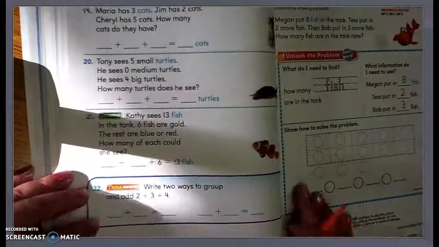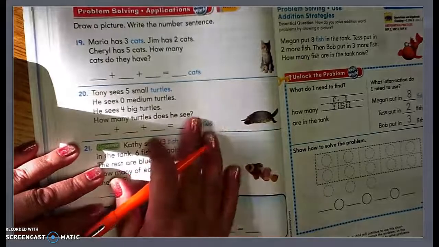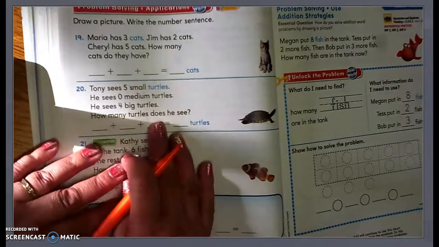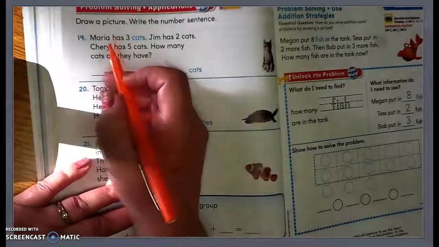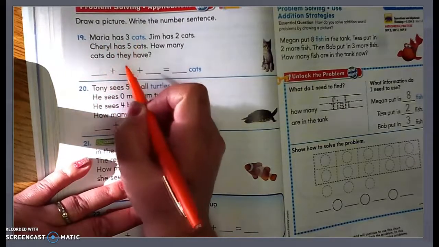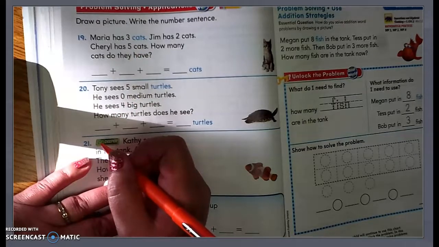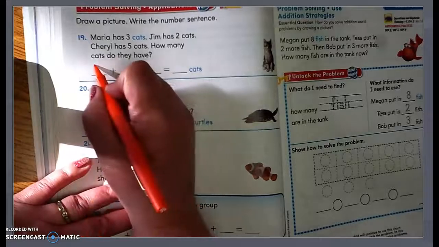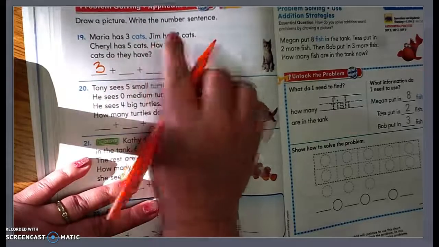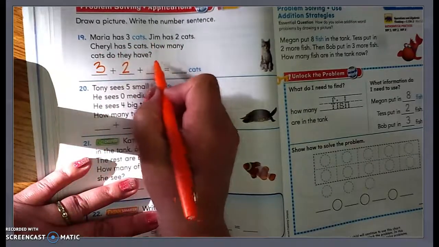All right, so now I'm on page 140. So we can draw a picture, and we're going to write the number sentence. So the sentence reads, Maria has 3 cats. Jim has 2 cats. Cheryl has 5 cats. How many cats do they have? So Maria has 3 cats. Jim has 2 cats. And Cheryl has 5 cats.